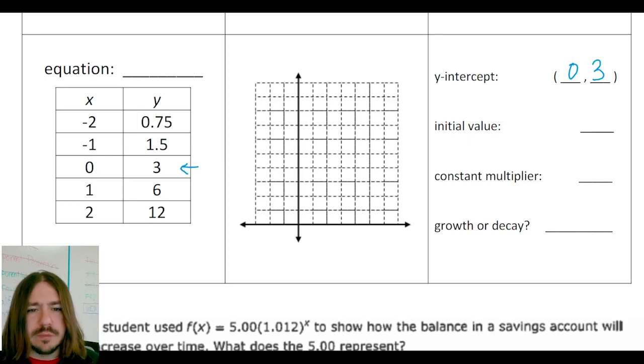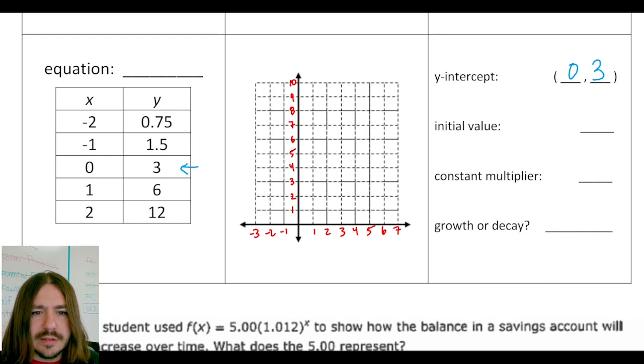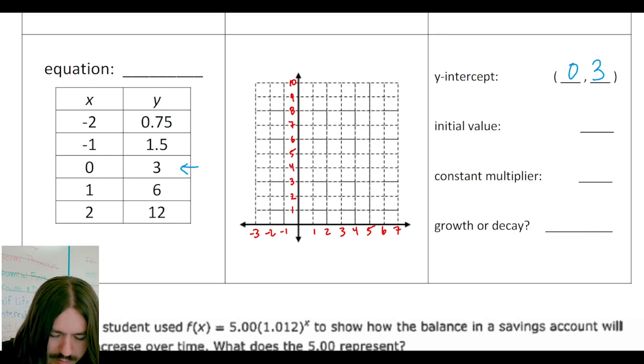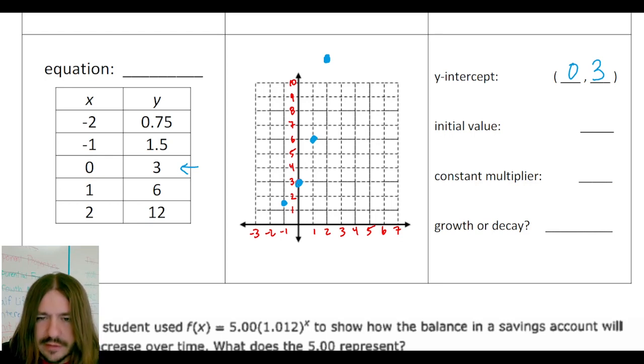But I'm going to go ahead and plot these points on here. So I've got 0 comma 3, 1 comma 6, 2 comma 12, so it's going to be a little off the graph here. I might just throw in a point here just to show that it's going to be up there. And then let's go to the negatives here. So negative 1 comma 1.5, and then negative 2 comma 0.75. So yeah, we get this exponential growth equation going on here. But let's fill out the rest of the analysis and come up with the equation.